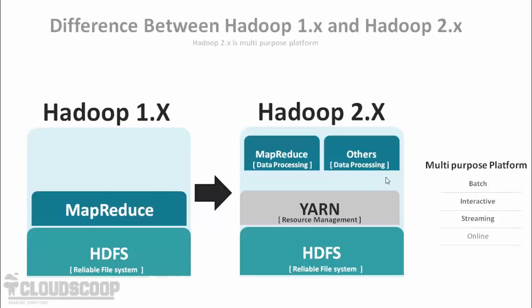There were many shortcomings in Hadoop's initial version, which were well addressed in the Hadoop 2.x version. For example, the introduction of YARN, the introduction of high availability, and the introduction of HDFS federation. These are some striking features which were added to Hadoop 2.x.